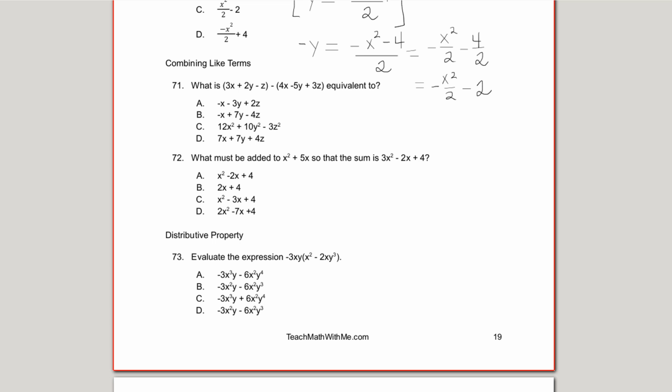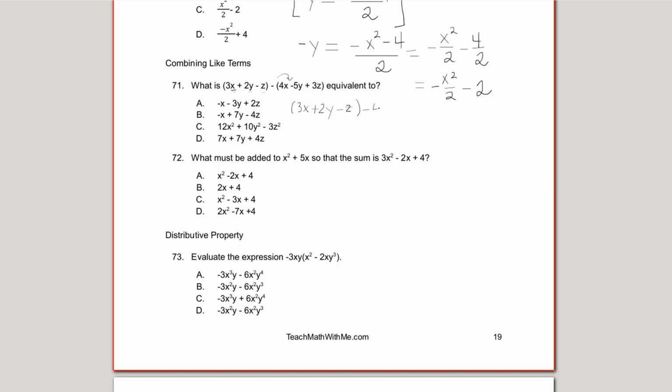Now let's look at combining like terms with question 71. What is this expression equivalent to? So remember, we've got some different variables here. It looks like x, y, z. We can only combine like terms. So I'm going to go ahead and rewrite this so that we can look at it all together. Minus, now we've got this negative sign here. So I want to go ahead and distribute it through into what's in parentheses. It's just going to help things out, I think, a little bit.